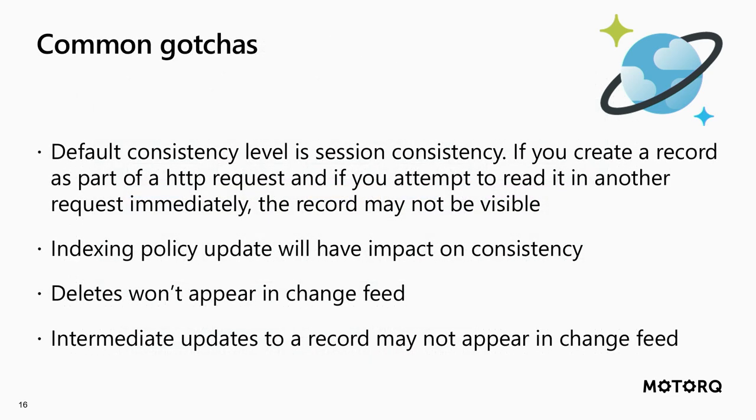And these are some of the common gotchas with Cosmos DB. The default consistency level is session consistency. So if you create a record as part of an HTTP request, and attempt to read it as part of another request, it may not be immediately visible. And you can update the indexing policy in your Cosmos DB. If you have a lot of data and you update the indexing policy, it will have some impact on the consistency. And there are some gotchas with the Change Feed. Deletes won't appear in your change feed, and if there are multiple updates to the same record, only the most recent update will be available in the change feed.